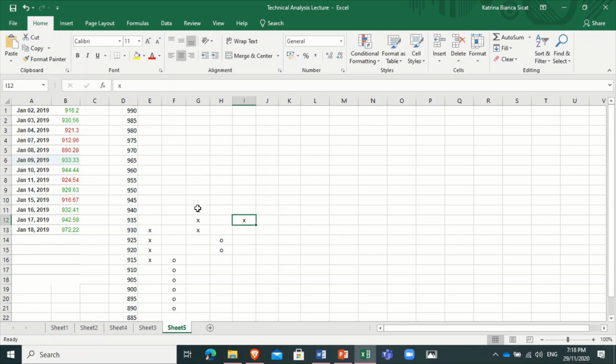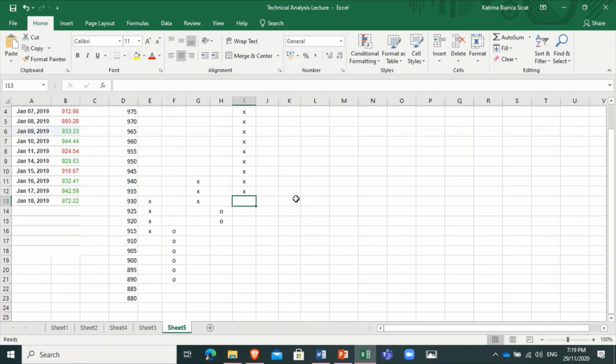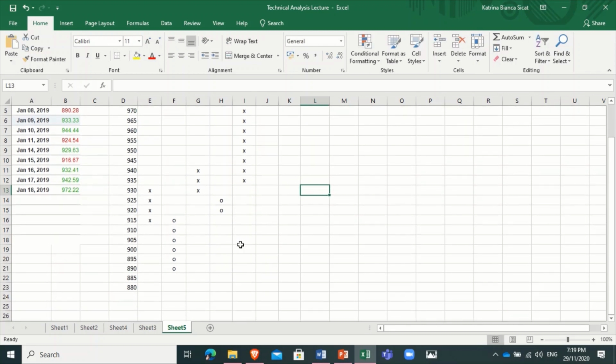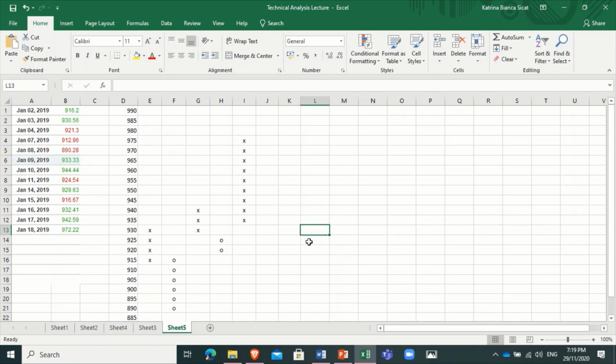So, X, 932. And then, 942. Dito. Okay. And then, 942. Okay. Sagad na natin ng 972. So, dito siya papasok, sa box ng 975. Right. Okay. So, ganun ang point and figure chart. Alright. So, ganun lang kasimple.